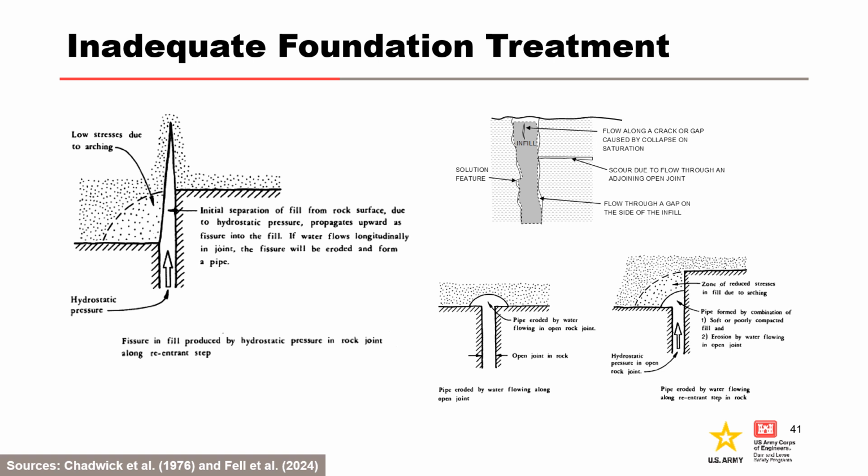At the bottom middle, an open joint is not sealed by dental concrete or slush grout. At the bottom right, an open joint at a step in the rock surface is shown, where erosion would occur even more readily because of the reduction of stresses in the reentrant corner due to the arching and poor compaction in the corner.